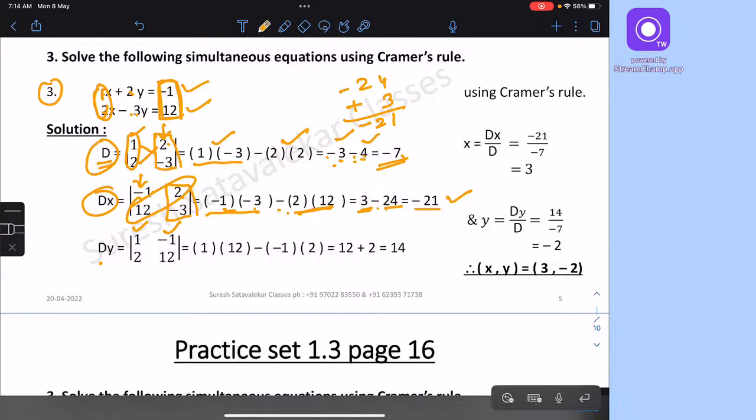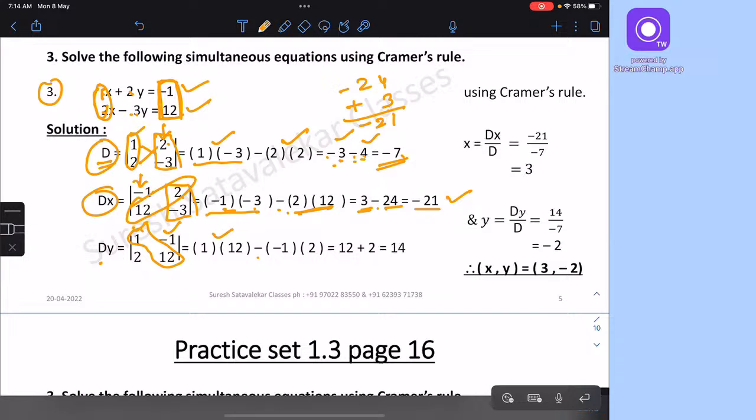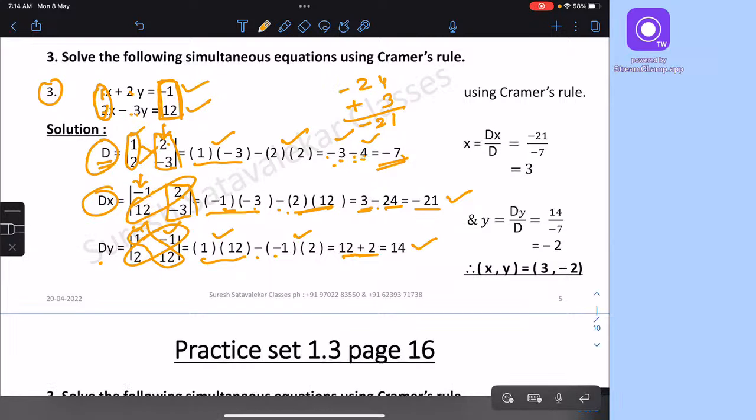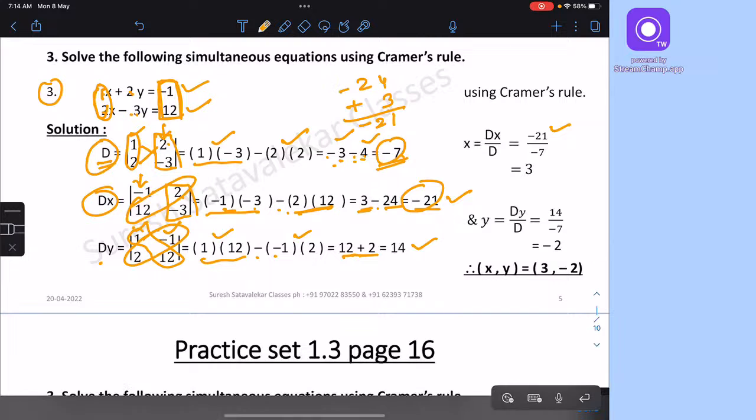Now to expand the determinant, to simplify the determinant, we multiply 1 and 12 here. Subtract this 2 and minus 1 product. So 1 into 12 is 12. This minus minus is made as plus. 2 into 1 is 2. 12 plus 2 is 14. Now using Cramer's rule, x is equal to Dx upon D. Dx means minus 21 upon D is minus 7.